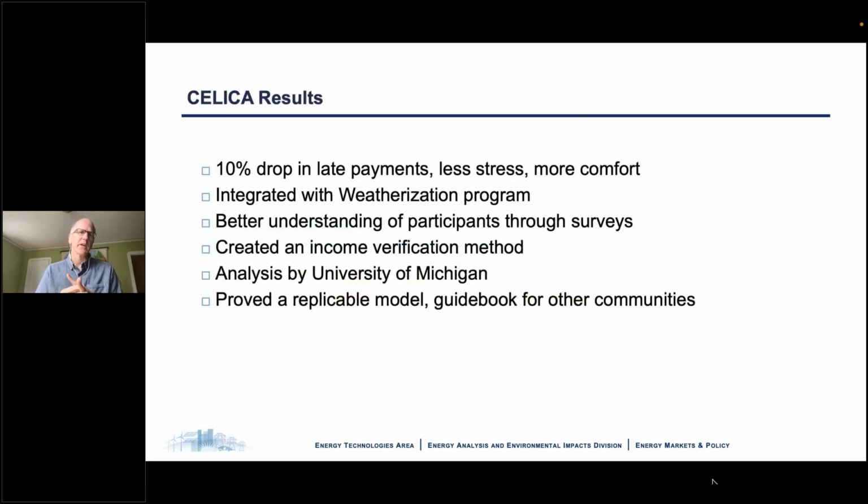The results were that there was a drop in late payments. There was less stress and more comfort on the part of the residents of the homes. The homes were also weatherized: insulation, windows, etc. They did surveys to better understand what participants wanted and what they got from the program. They had to create an income verification method through these pilots. There was an analysis after the fact by the University of Michigan, and the outcome was a replicable model and a guidebook that other communities could draw upon.